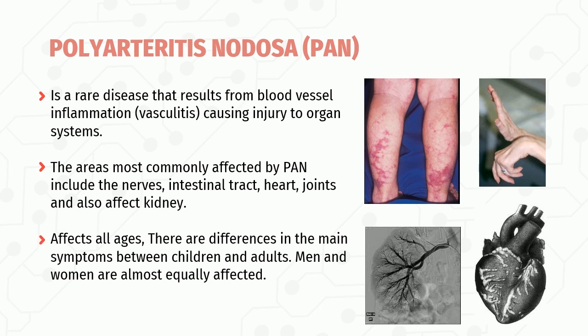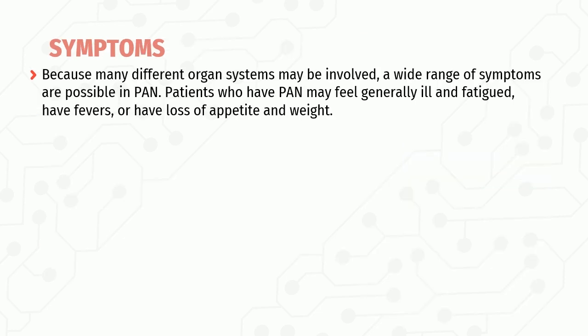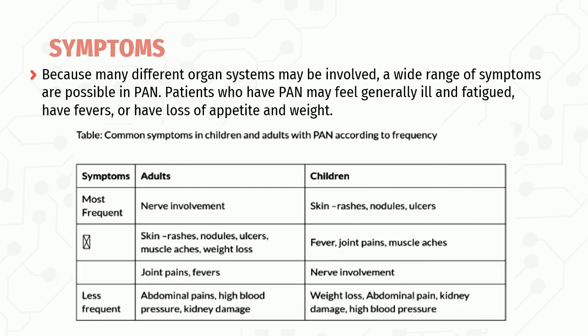There are differences in the main symptoms between children and adults, but females and males are almost equally affected. This disease has a wide range of symptoms because many different organ systems may be involved. Patients may feel generally ill and fatigued, have fever, or have loss of appetite and weight. In this table, common symptoms in children and adults with PAN according to frequency.